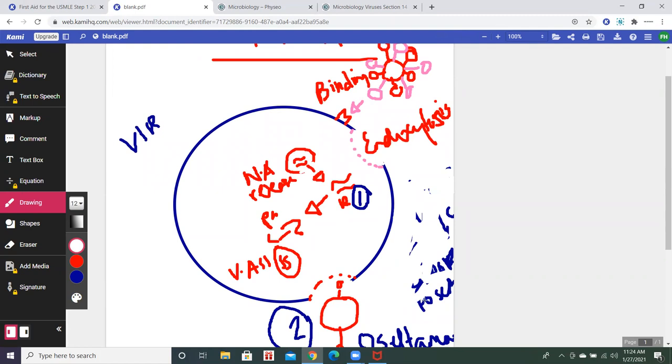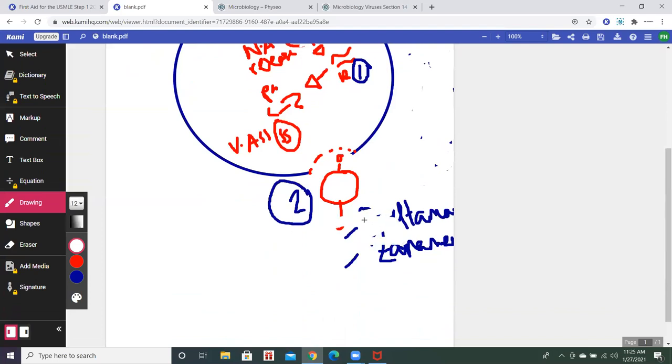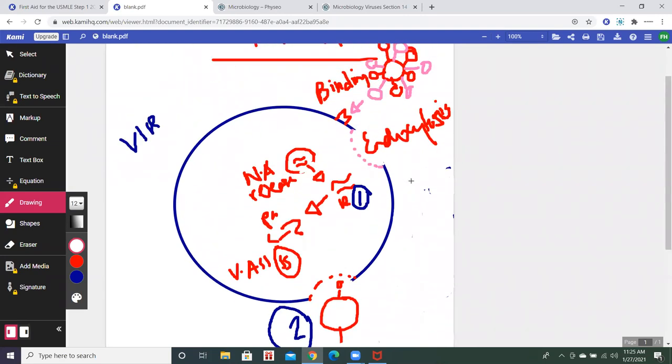Which anti-HIV medication should you prescribe a pregnant woman? Okay. What are the drugs for the initial regimen? Two NRTIs and one integrase, okay?